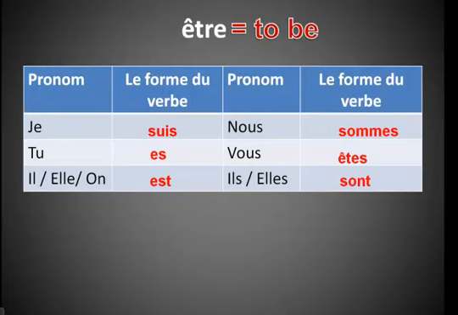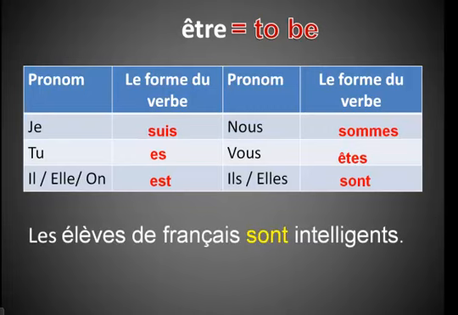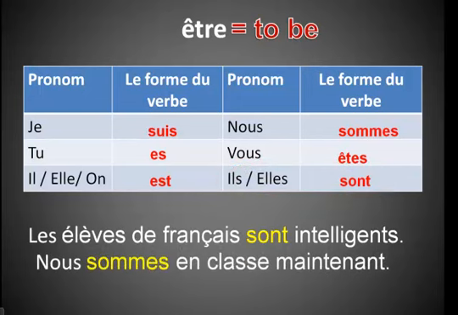Now, to show you a few examples that use the verb être, remember we use être in sentences where we want to describe people. For example, if we wanted to say French students are intelligent, we would say les élèves de français sont intelligents. And because les élèves de français is a plural subject, third person plural, we'd use the form sont to go with that subject. We also often use the verb être to say where people are. So if we wanted to say we are in class now, we would say nous sommes en classe maintenant.